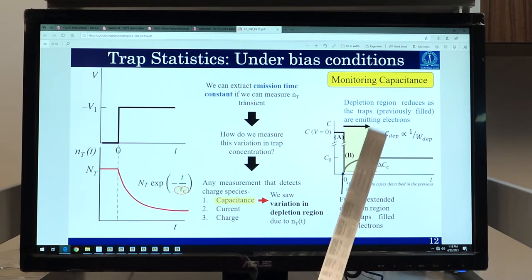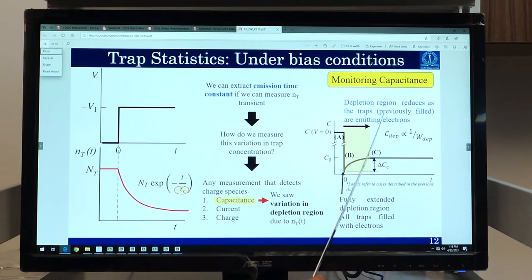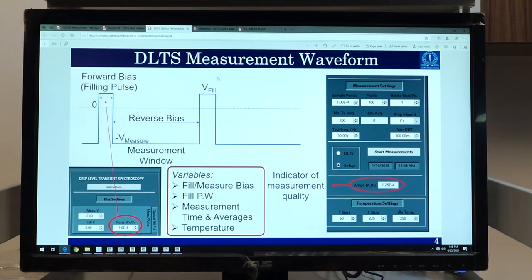Our job is to study this transient, and from this transient we have to extract time constants, and from the amount of change we can extract trap concentration, capture cross sections, etc. So now, as we understand what DLTS measurement means, we have to first identify these voltages. We have to select a proper filling pulse, and we have to select a proper reverse bias.